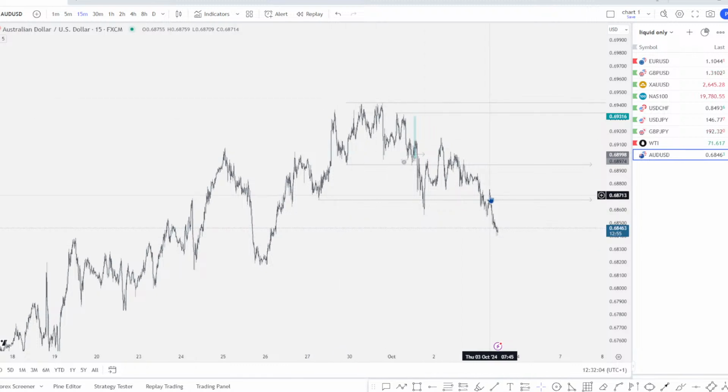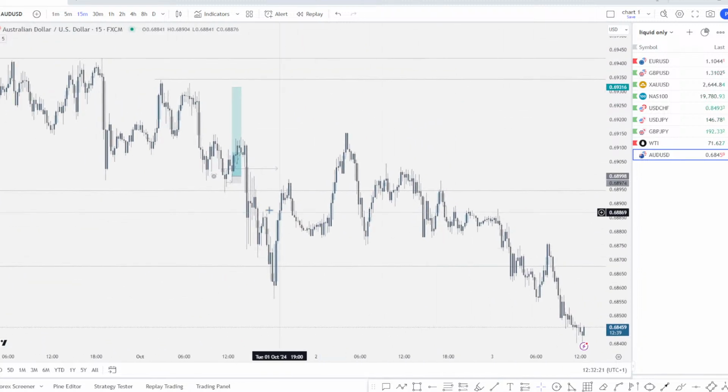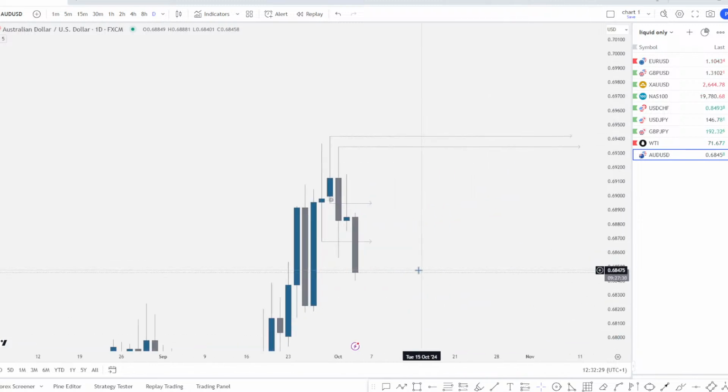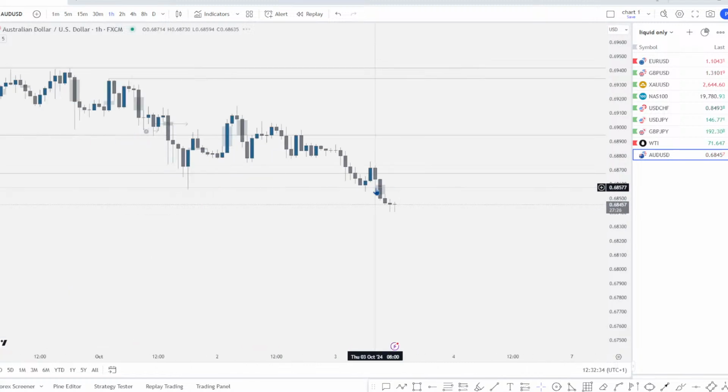AU broke down pretty consistently across here. This was when our bias was long, and we had that fundamental news come in. I can't remember what news event it was, but it came in fundamentally strong for the US dollar, so it pushed everything down. Our bias has since changed. We go to the daily time frame. Oh, actually, no, it hasn't changed on AU. That's fine.